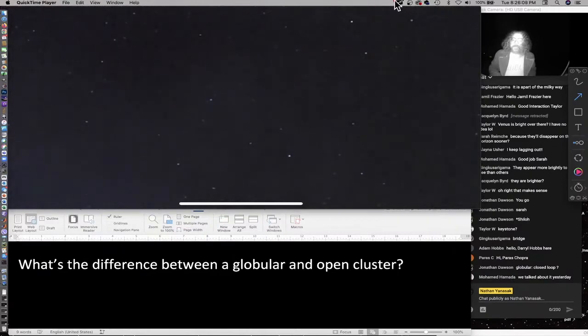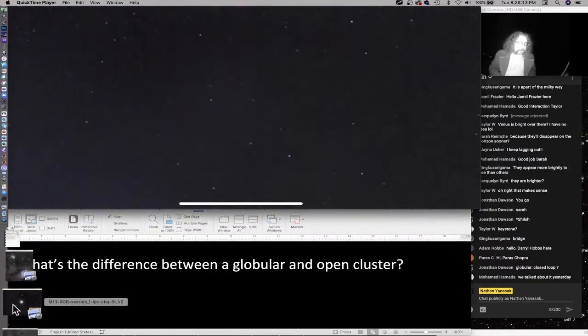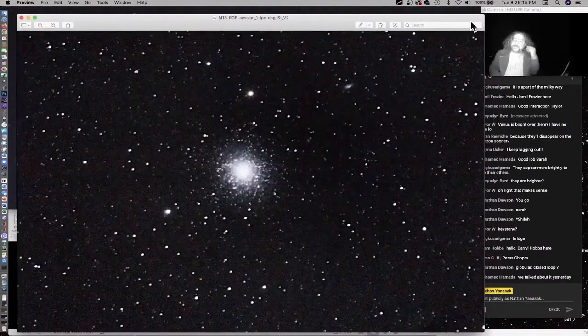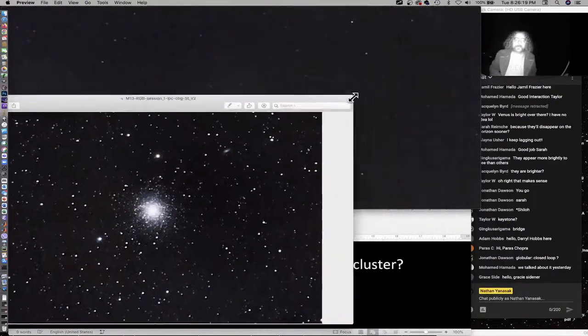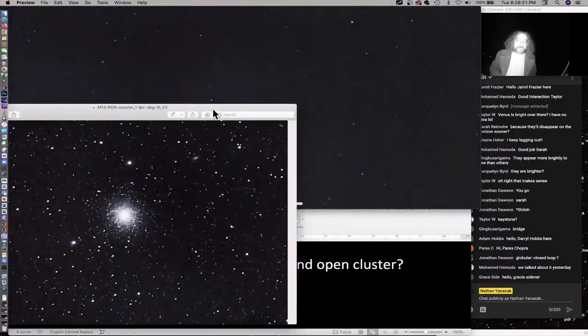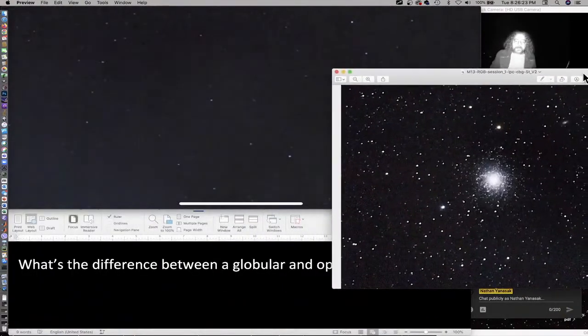Okay, so we got to hide the screen brush, and then we're going to show the globular cluster. There's the globular cluster. That is literally the globular cluster. I know because I took that picture. That is literally the globular cluster that is sitting right there.